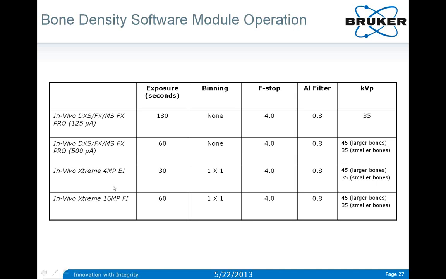bone X-ray imaging. And then the recommended settings on the In-Vivo Xtreme: 4 megapixels, 30 seconds, an f-stop of 4. And decreasing the f-stop here or adding binning, you could, if you needed to, if you had dose considerations, get this exposure time down to below 5 seconds, for example. And then the In-Vivo Xtreme 16 megapixel recommended settings as well.